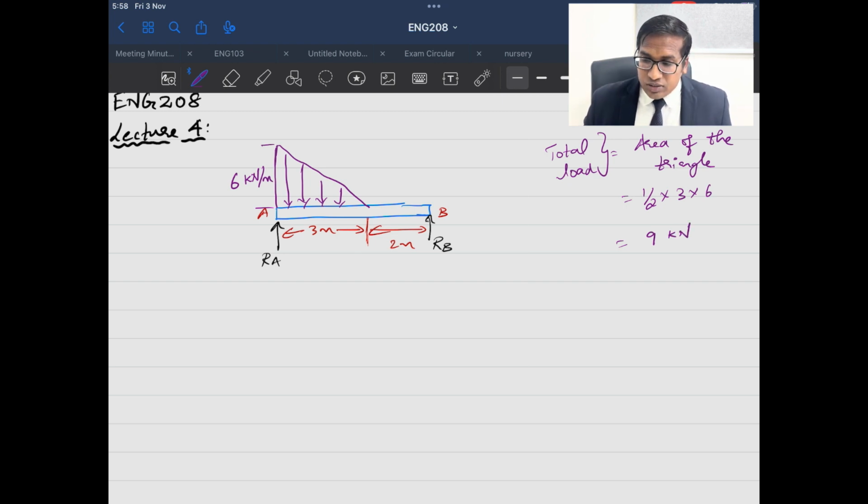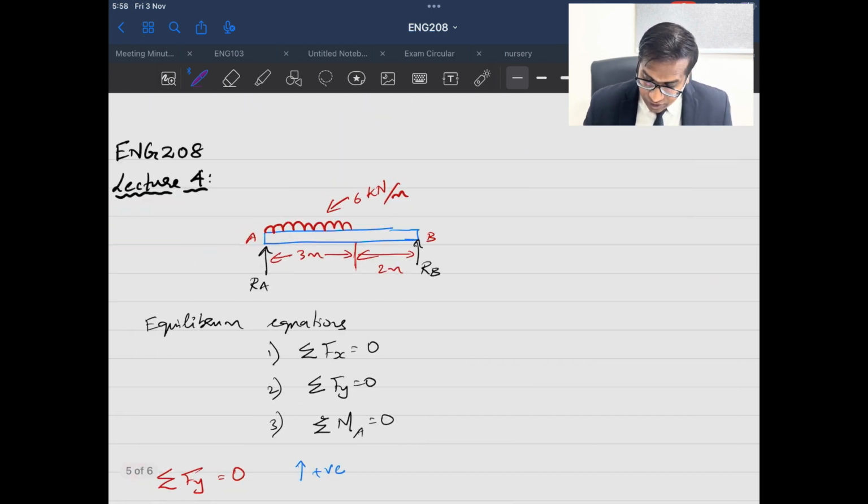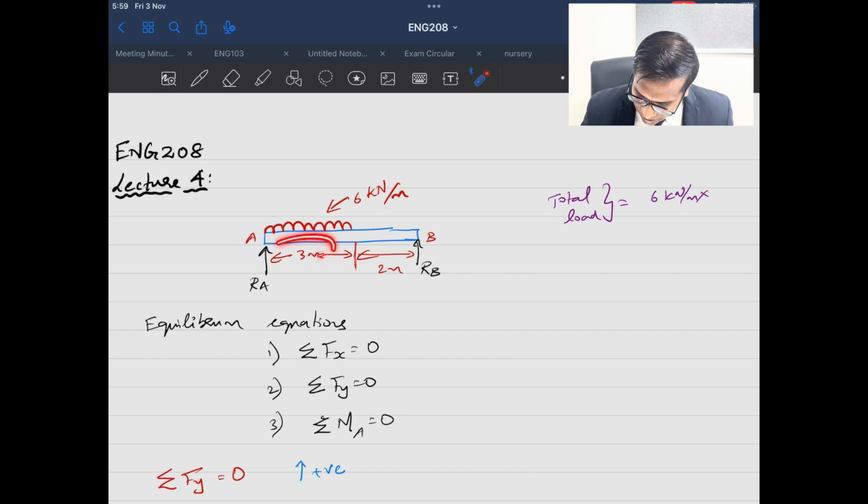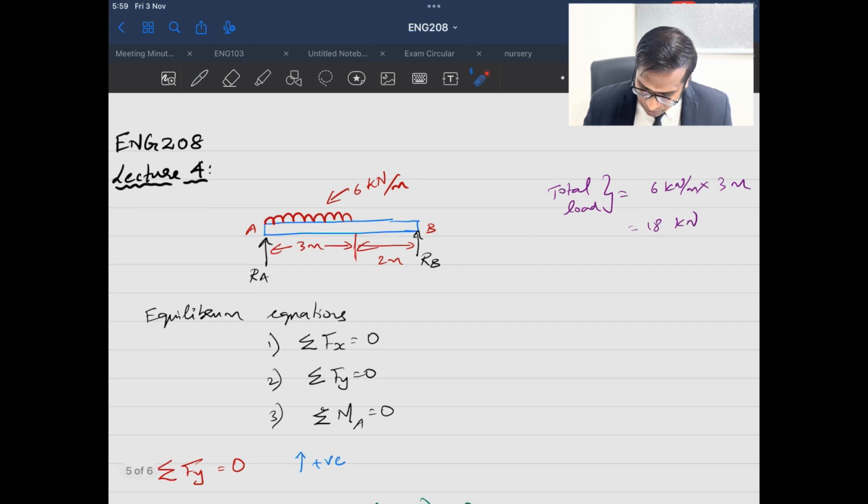Just as a quick refresher, in our previous lecture, for a uniformly distributed load, the total load was obtained by just multiplying the 6 kilonewton per meter into the length, so 3 meter. So finally it was 18 kilonewton, which is what I used in that equation.